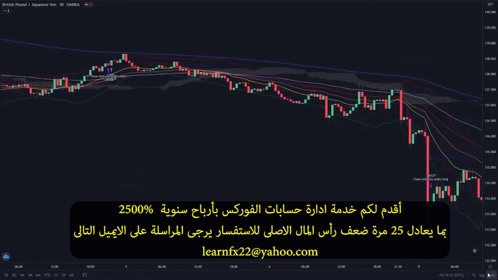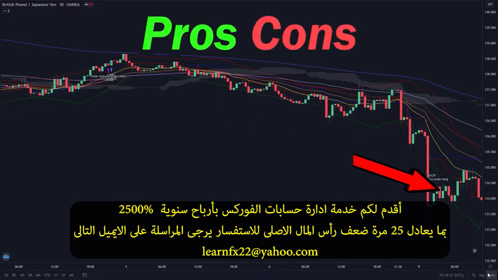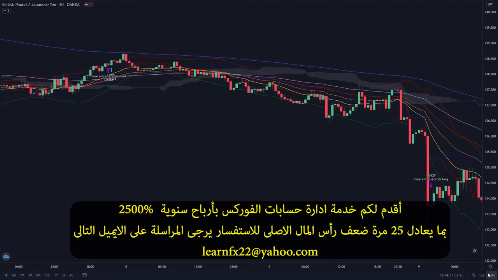But if you don't put a target loss, you will end up losing tons of money like this trade. So each strategy has its own pros and cons, and it's all up to you to decide which strategy to use. I suggest you backtest using your own methods and try to find which is the perfect combination for you.